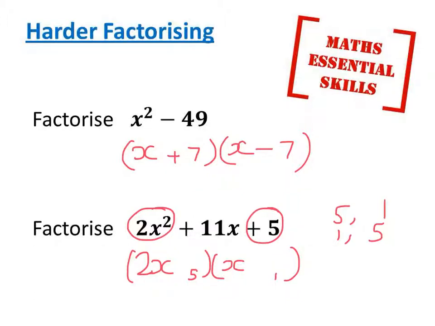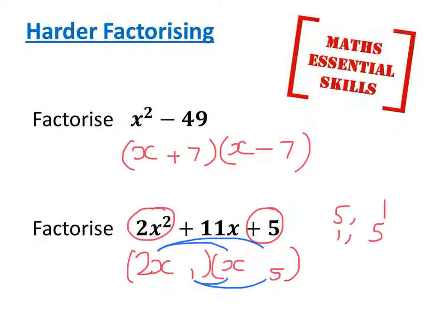If we were going to expand this out now, we would end up with 2x squared, add 2x, add 5x, add 1. But when I simplify this, it doesn't give me what I'm after. So now let's consider the other option. Let's consider the 1 and the 5.